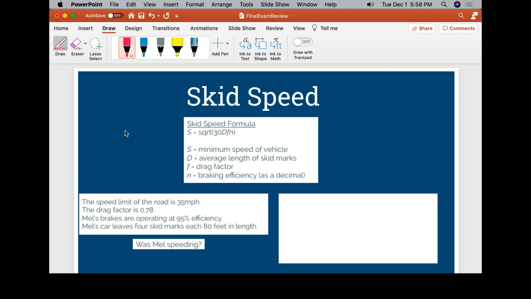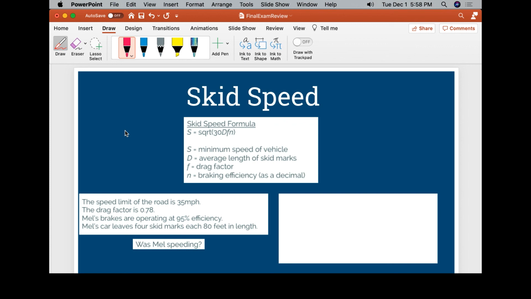Another example that I saw that students kind of struggled with was the skid speed, and then the one that had to do with the yaw marks. So this is available in the study guide. You can use these formulas. You do not have to memorize them, but you do need to know how to use them. So we're going to take a look at this one about skid speed to show you how to figure out what piece goes where. All right, so S in this formula is the minimum speed of the vehicle.